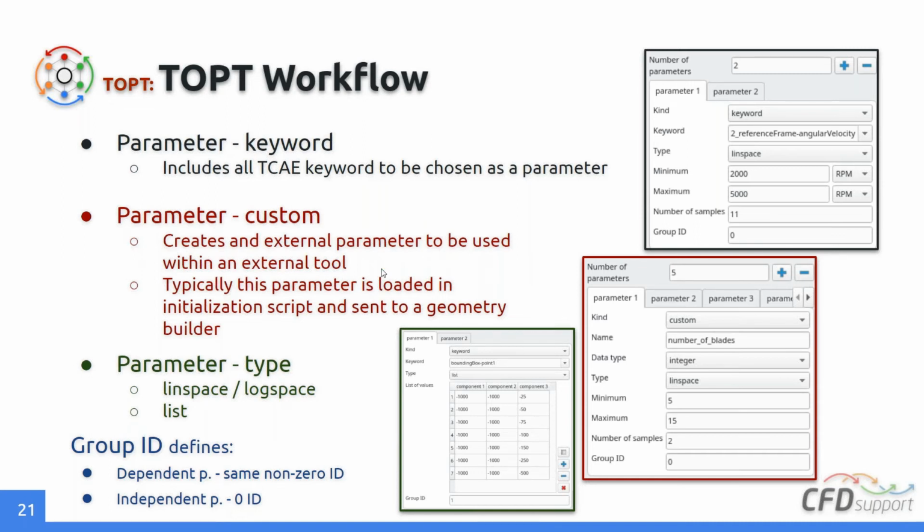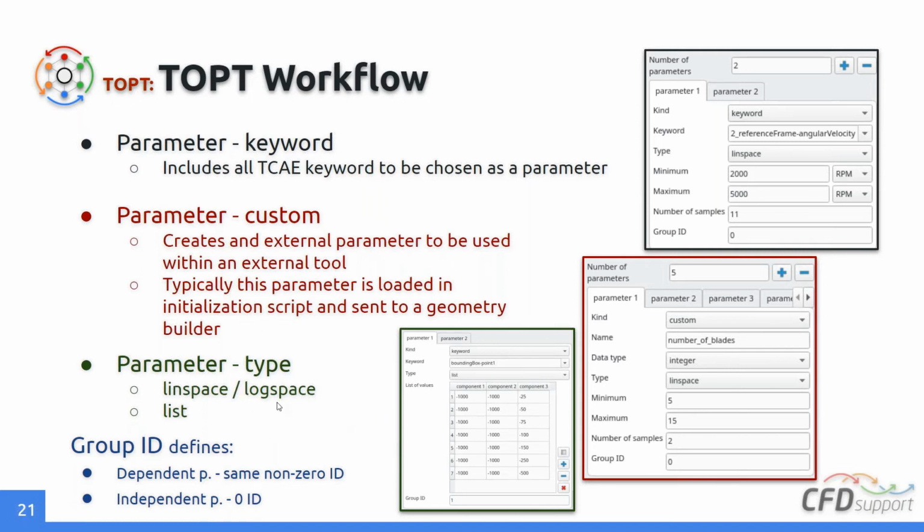So then it is easily accessible by a script and can be connected with an external tool to be set a proper value by the external tool and sent back to TOpt. Typically this parameter is loaded in an initialization script and sent to a geometry builder to create a proper variant of the geometry. Then parameter type.